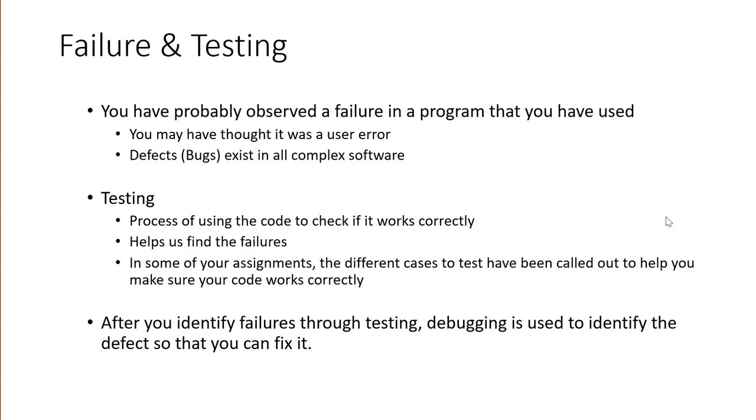In some of your assignments, I gave you different test cases so that you can make sure your code works correctly. For example, when we were doing the age boundaries, I gave you different ages to test because different things happen based on different ages. And those were the test cases that I gave you so that you could check your code. After you identify failures through your testing, you want to do debugging so that you can identify where that defect is in your code so that you can fix it.